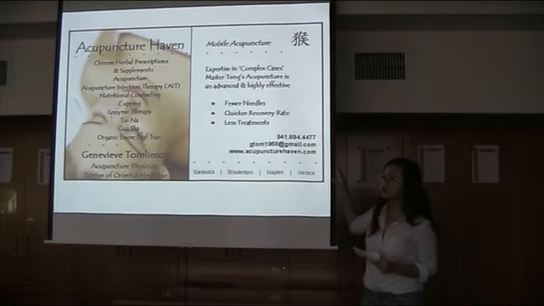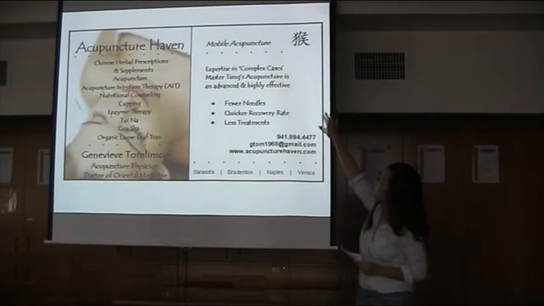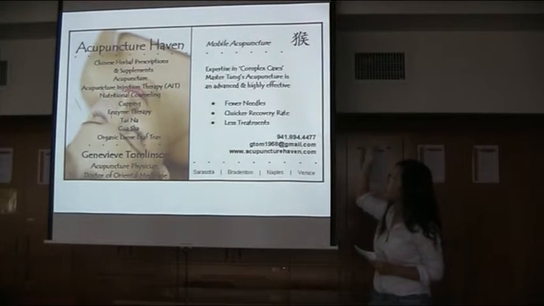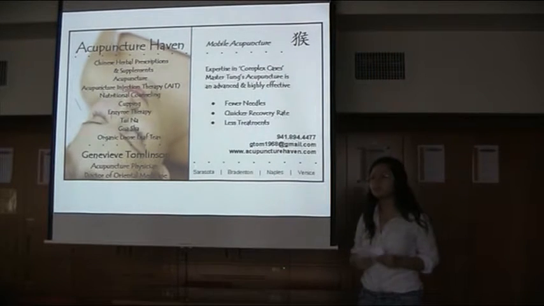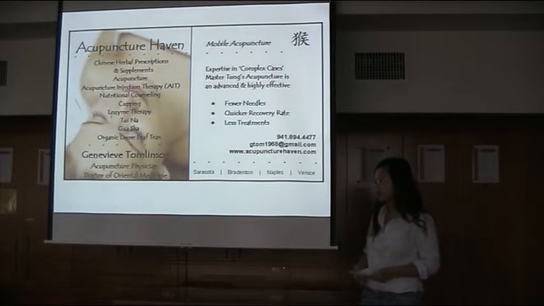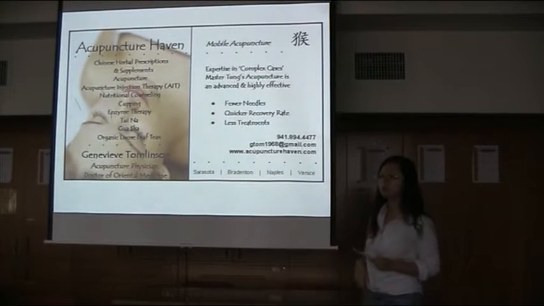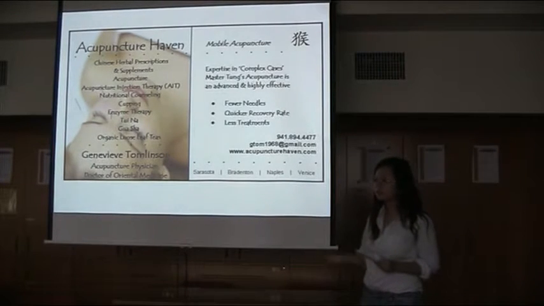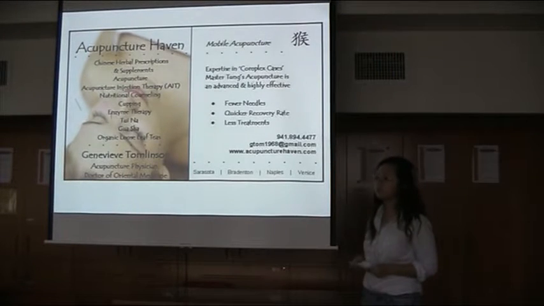This is a poster promoting acupuncture. I'd like to focus on the right-hand side where it states complex cases, fewer needles, quicker, less, highly effective. These are all really vague words, and it depends on the context in which it's said. Different people would have different ideas of what these words imply. For example, my version of highly effective would be different to yours. And it just depends on the context.